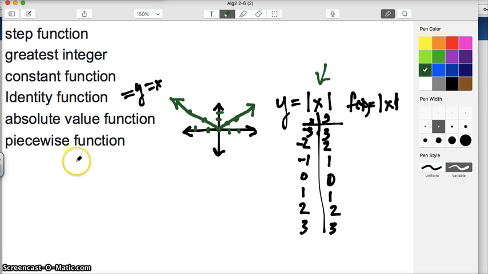The next one we're going to talk about is a piecewise function, which is going to take probably the end of this video to explain. Then we'll start back again with the next video where we'll just mention all of these things. So a piecewise function is kind of like a Frankenstein function. It comes in different parts.